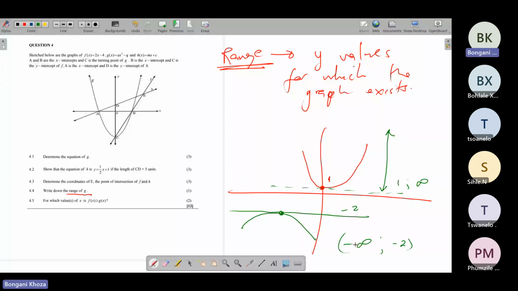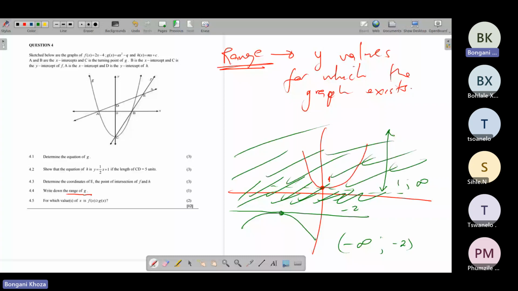Do we understand what the range is? So we're only looking at the Y values for which the graph exists. So the graph is not found anywhere here for this green graph. We don't have it here. So we cannot say these values over here are part of the range. So it's from negative infinity, wherever negative infinity is, up to the turning point over here, or up to this line, which is 2 in this case. Does that part make sense?